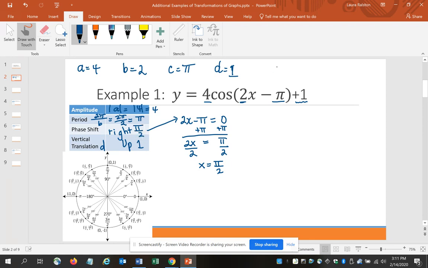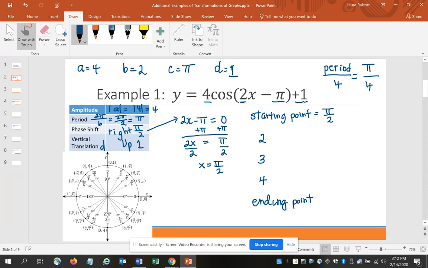Then to determine what I need to use to find my other points, we know that that point, pi halves, is my starting point. Okay, so then we need to find the second point, the third point, the fourth point, and then our ending point. And to do that, we use the period divided by 4. That's the increments. That's how we're counting. And so our increment here is pi over 4.